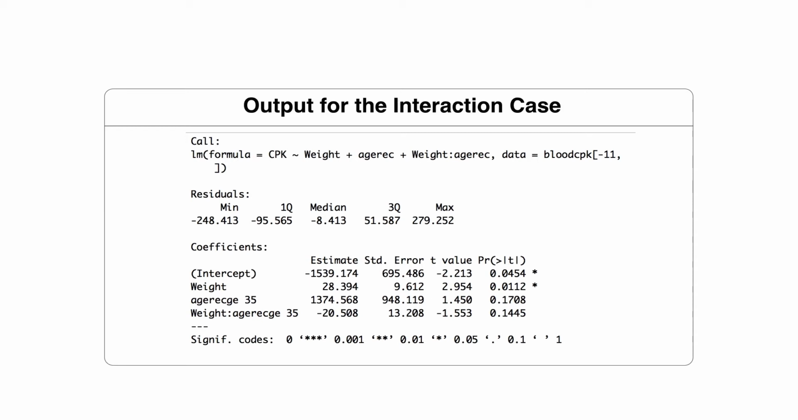So here is the output for the interaction case, and you can see that the interaction case is somewhat different. Very similar outputs, exactly everything that we had seen before. You see that the only variable that is really important is the weight. Now note in the third line something that is very, very interesting, and that is it says age rec 35. Now, where does that come from?